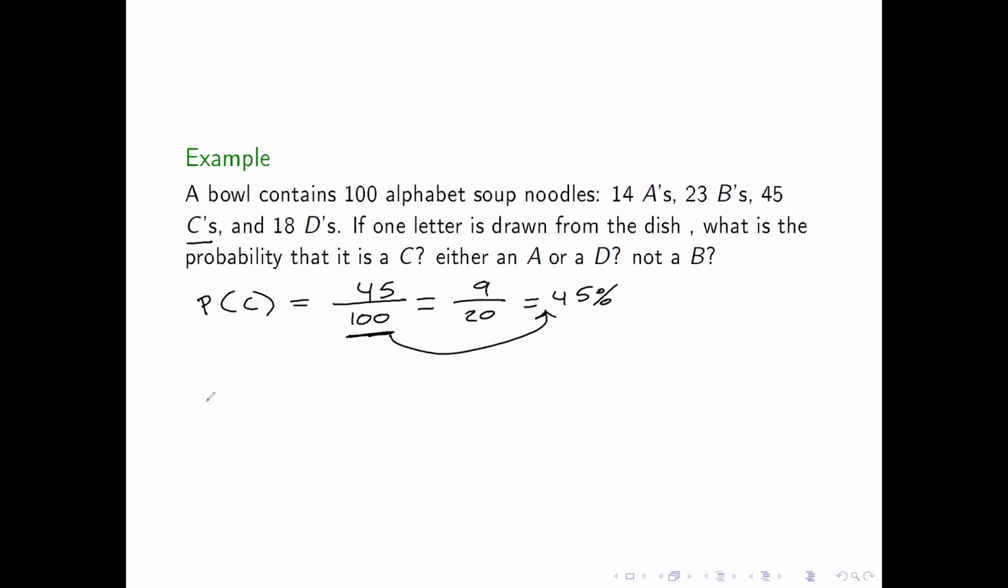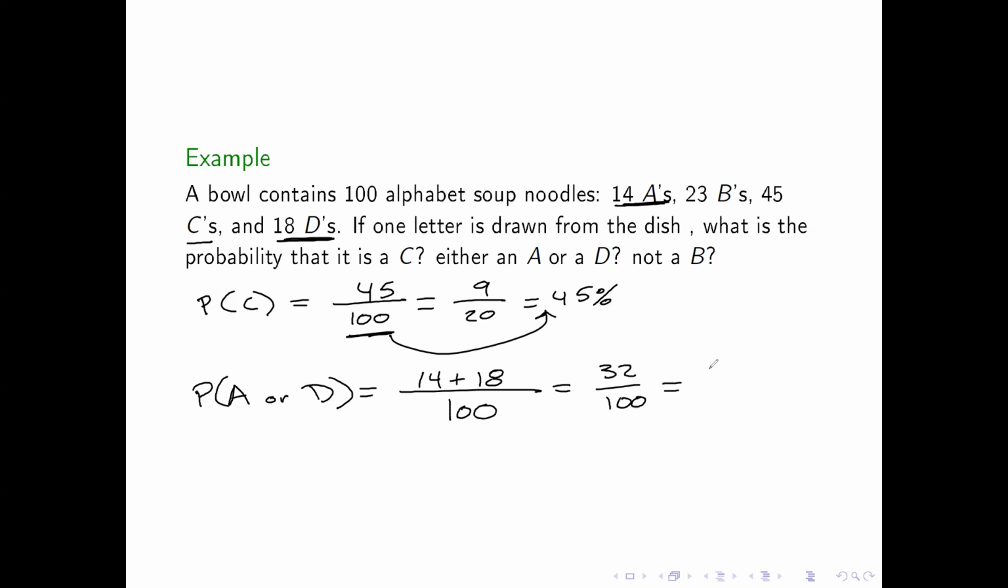What of our second question, which was what's the probability of an A or a D? Well, what we can do is, we still have out of 100. How many A's do I have? I have 14 A's and I have 18 D's. So I have 14 plus 18, which equals 32 out of 100. Or again, you can reduce this and get 8 out of 25.